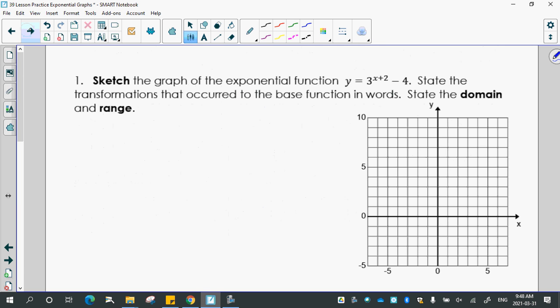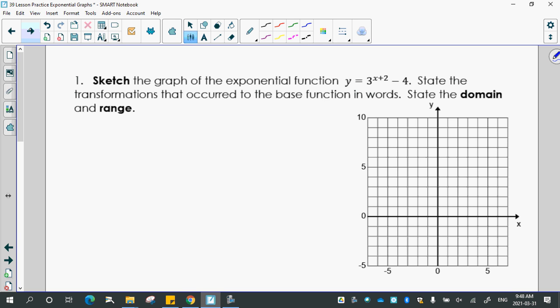Okay. Let's try one. So sketch the graph of the exponential function y equals 3 to the x plus 2 minus 4. State the transformations that have occurred to the base functions in words. State the domain and range.